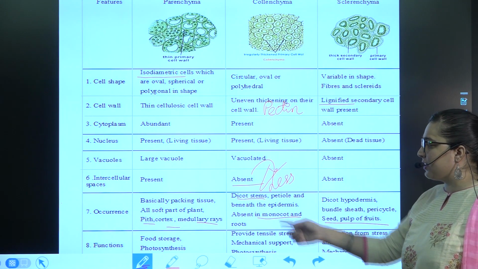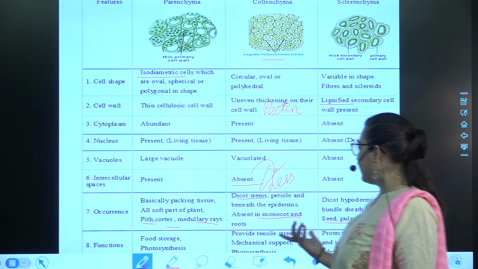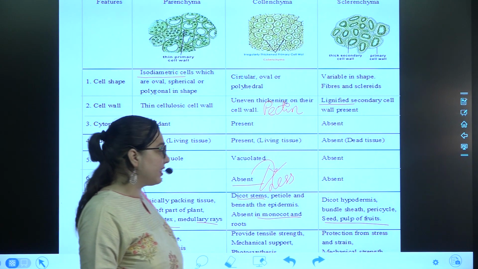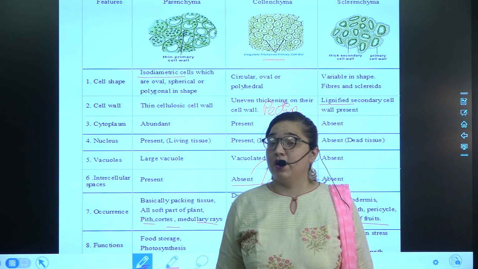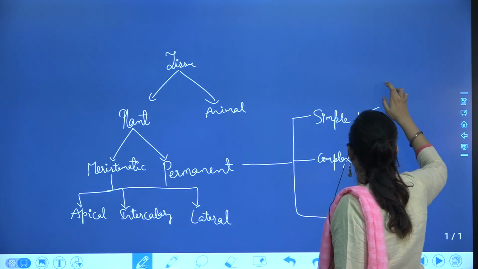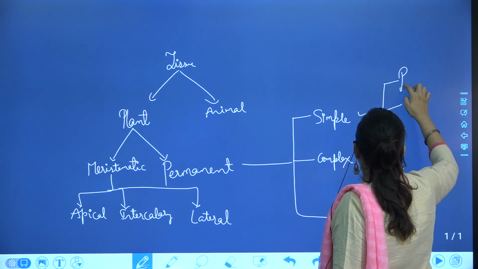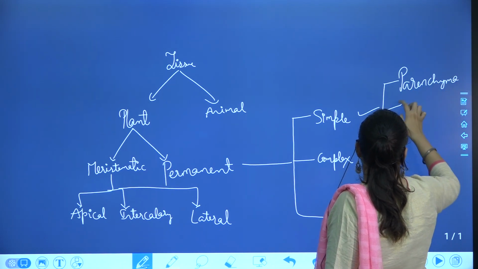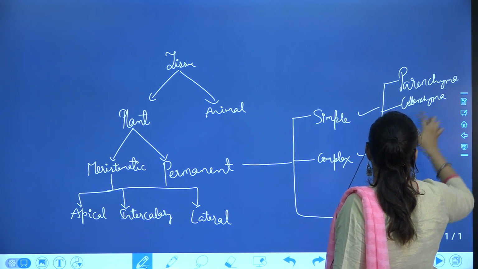And here they are present in the seeds and pulp of the fruits. Coming to their functions, they are storing the food, helping in buoyancy, they are providing mechanical strength, the collenchyma, and for the protection against any kind of strain, it is sclerenchyma. It is of two types, fibers and sclerites. Okay, and that was about this simple permanent tissue: parenchyma, collenchyma, and sclerenchyma.